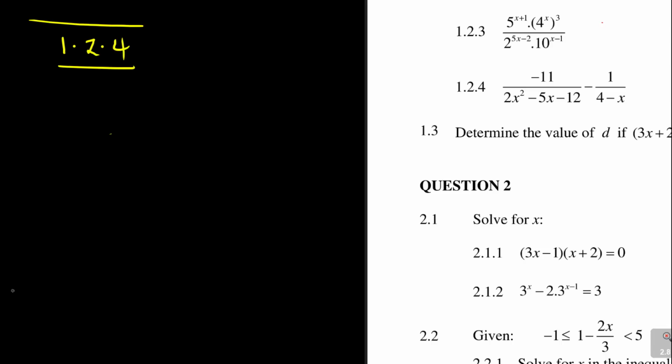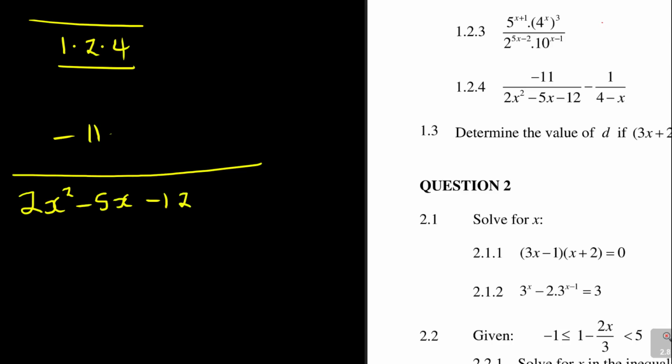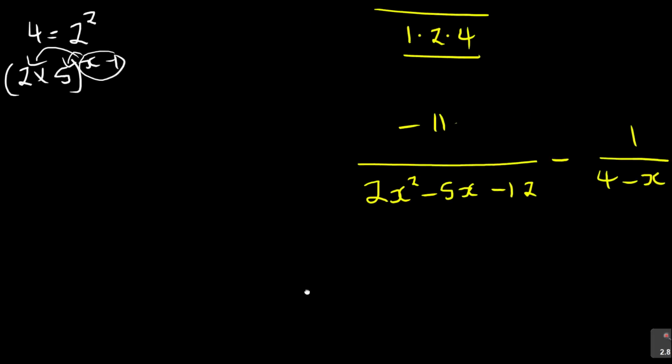Let's continue. Look at this one. It says minus 11 all over 2x to the power of 2 minus 5x, and then minus 12. And then from here, we have got minus 1 over 4 minus x. What did I say? I told you they don't give you something that does not make sense.